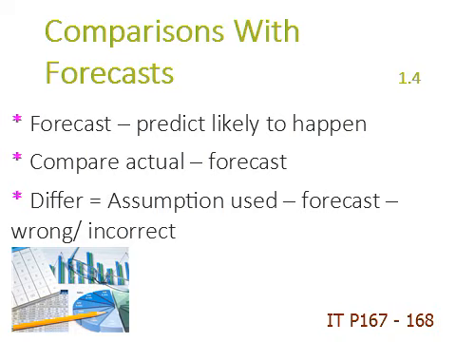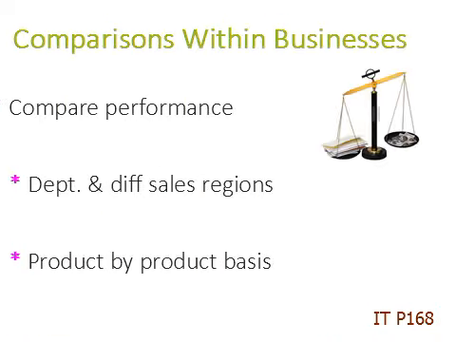A forecast is a prediction on what is likely to happen. At the end of a period, management will compare the actual results with the forecast, and try to see why they are different. It could be because the assumptions that were used in the forecast were wrong or incorrect, and management may want to change those assumptions next time they make a forecast. A business may want to make comparisons within the business, and compare the performances of their departments and different sales regions, or make a comparison on a product-by-product basis.